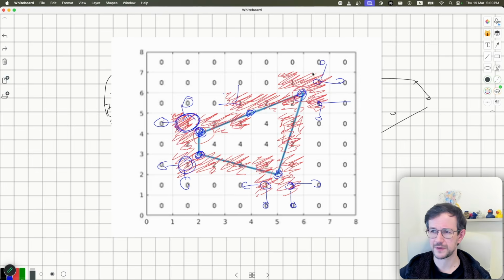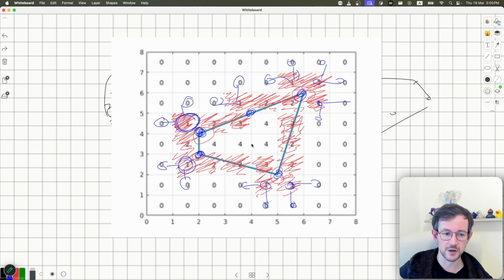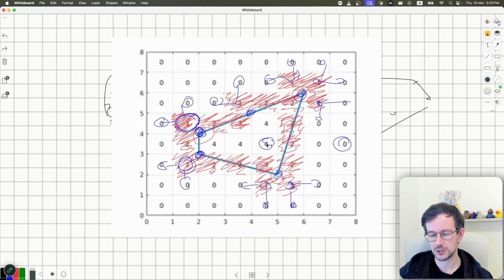Again, all the same thing. The only difference is you need to check if the point is inside or outside. Sometimes you have 0, sometimes you have 4s, so you need to kind of distinguish them. And you do it like this.